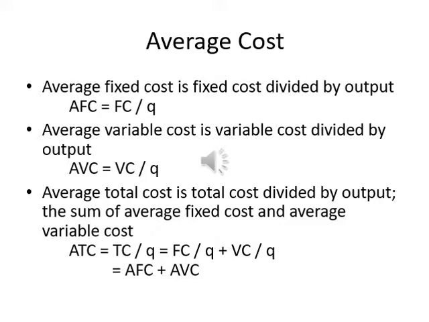Computing average cost. Average fixed cost is fixed cost divided by output. AFC equals FC/Q. Average variable cost is variable cost divided by output. AVC equals VC/Q. Average total cost is total cost divided by output, the sum of average fixed cost and average variable cost. ATC equals TC/Q equals FC/Q plus VC/Q equals AFC plus AVC.